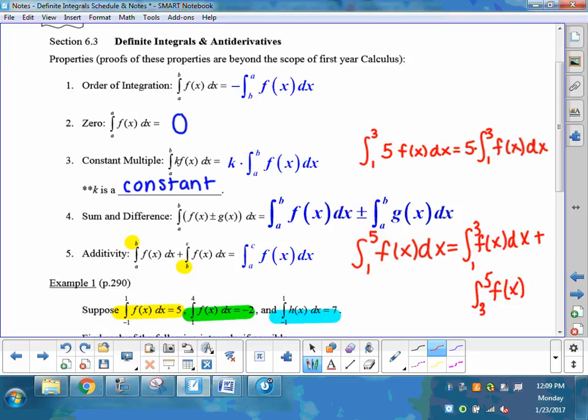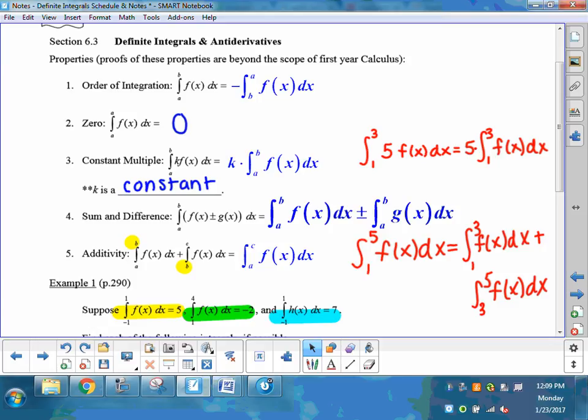Who's got another way to break that up? Hands up, please, if you can tell me. Two to 5. Do you have to split it right in the middle? No. Take a look now.